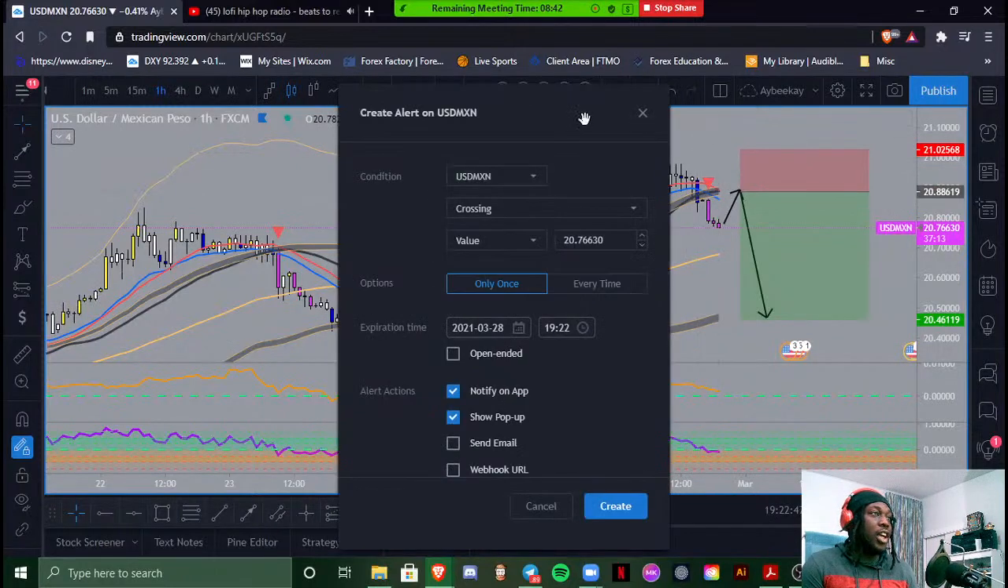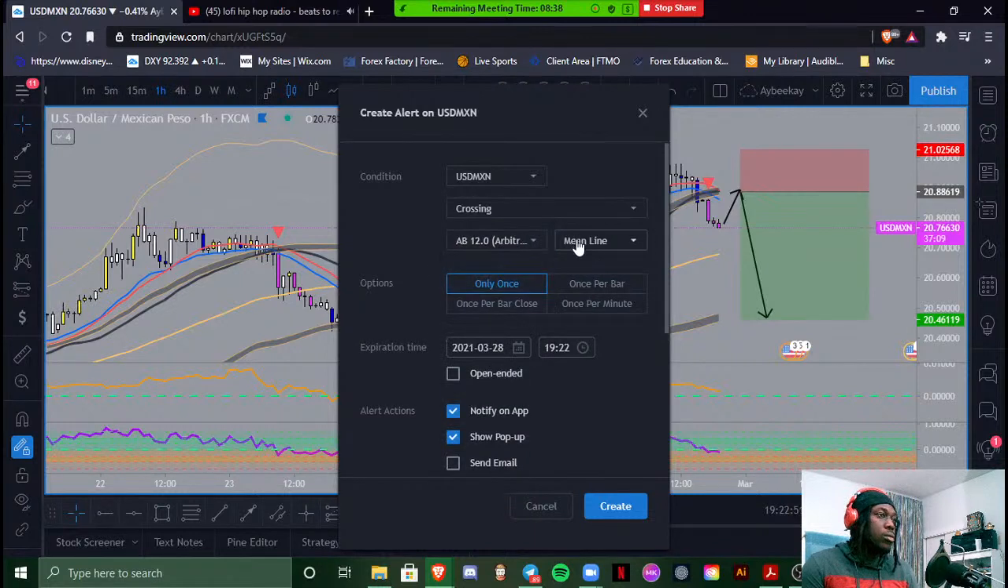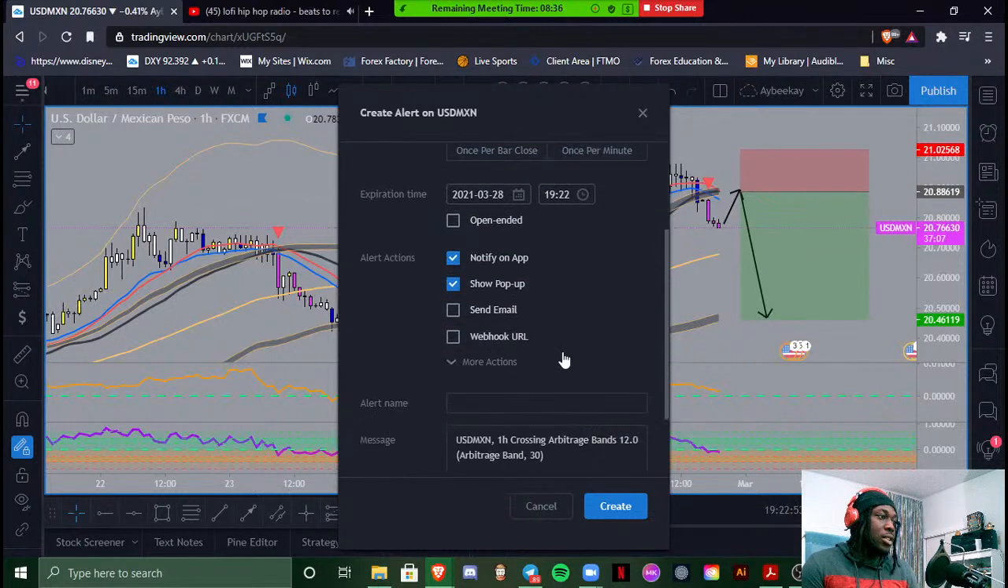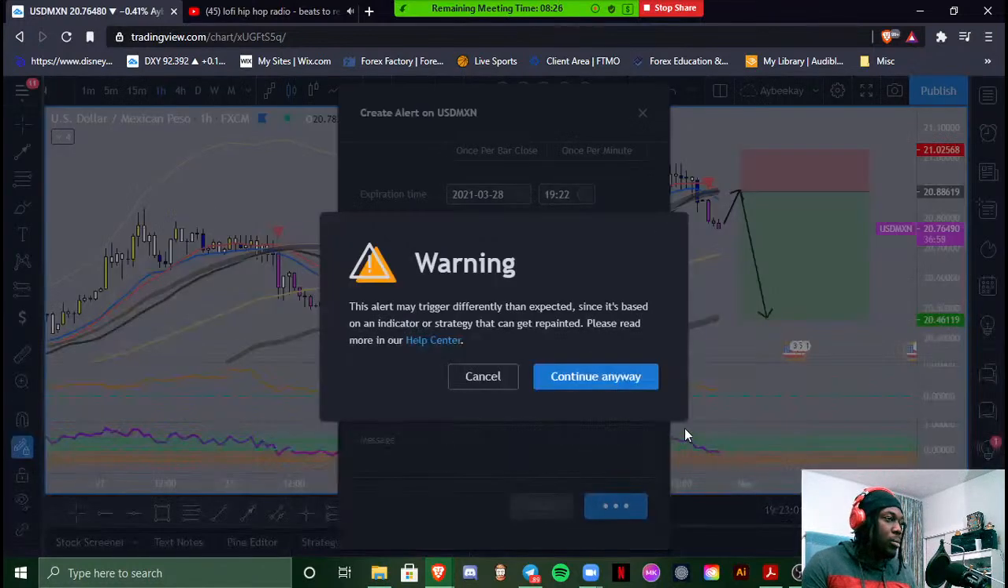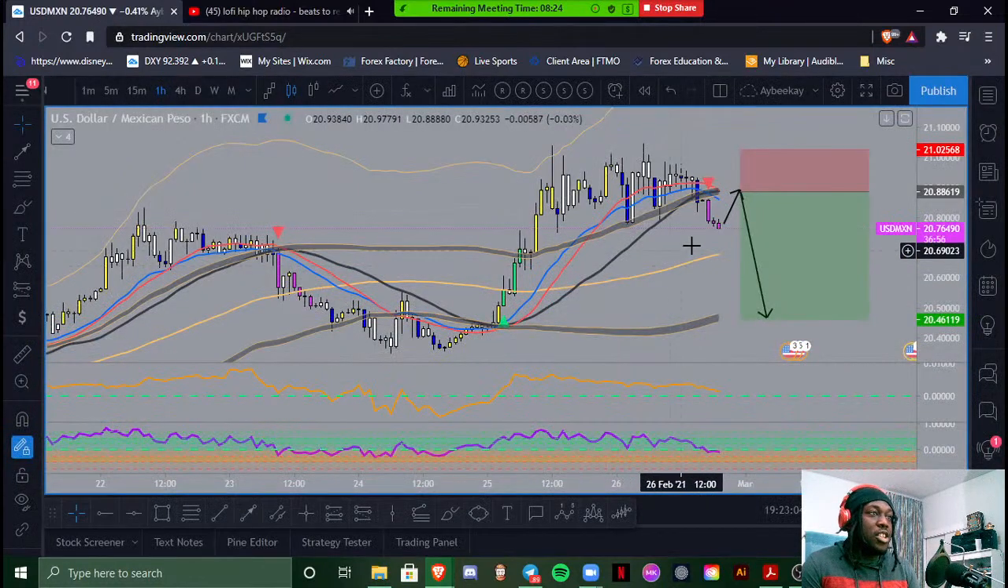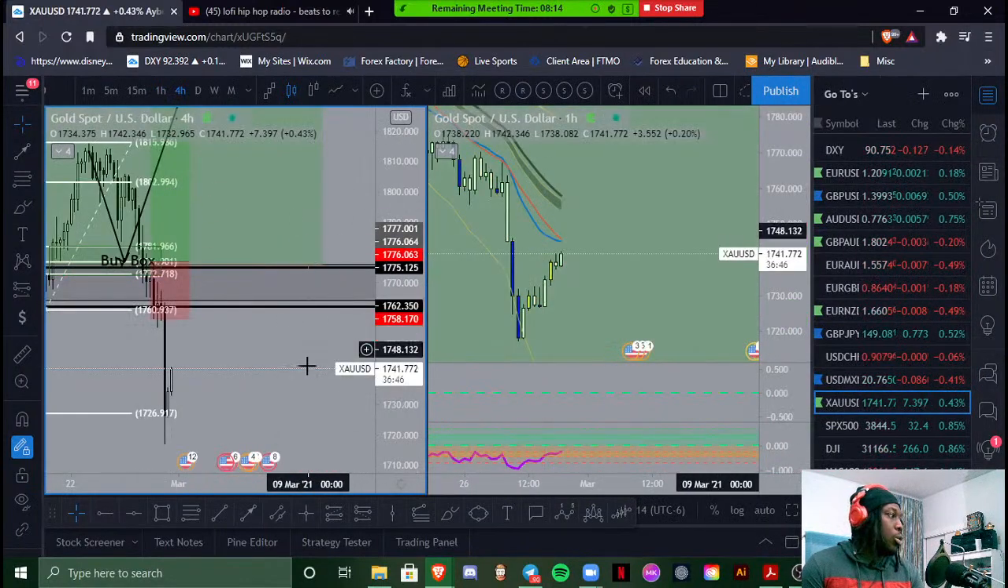So I'm gonna go ahead and set the alert for the retest. RSI line. Retest for sell. There we go, create. And so let's see how this plays out, but I think this is just gonna straight up drop from right here, realistically speaking. All right, let's go on over to gold.